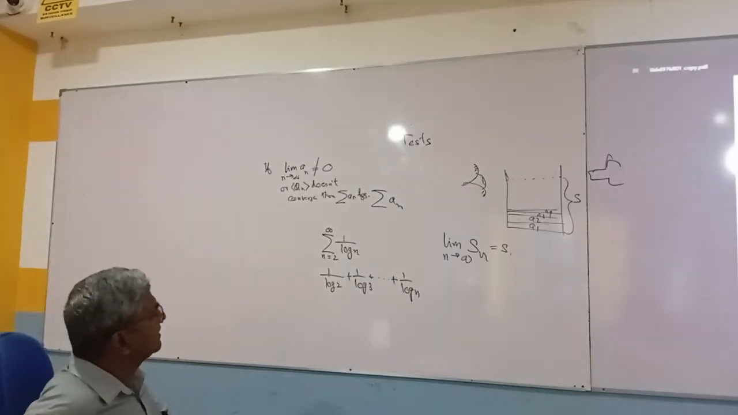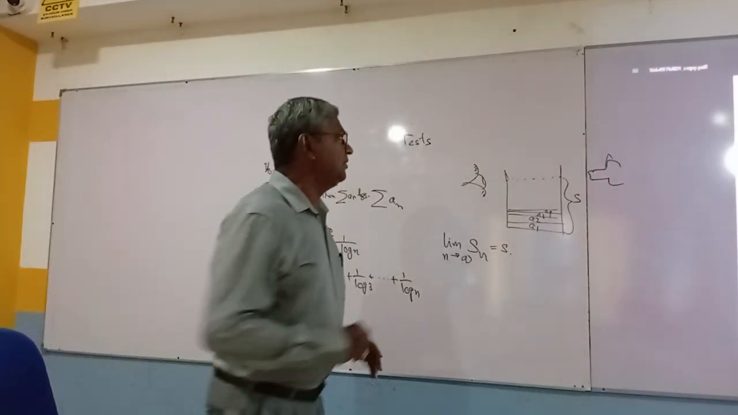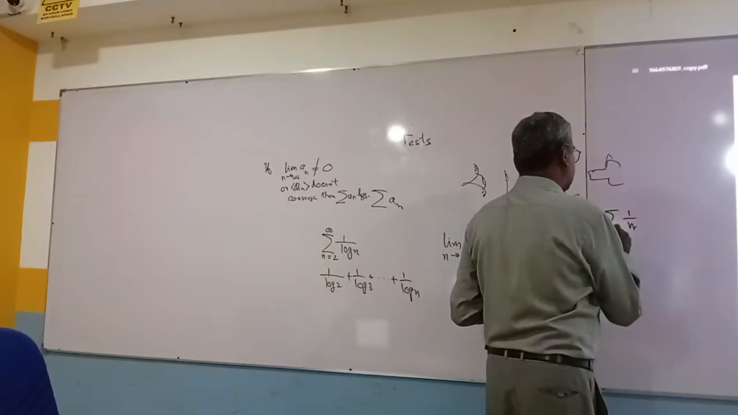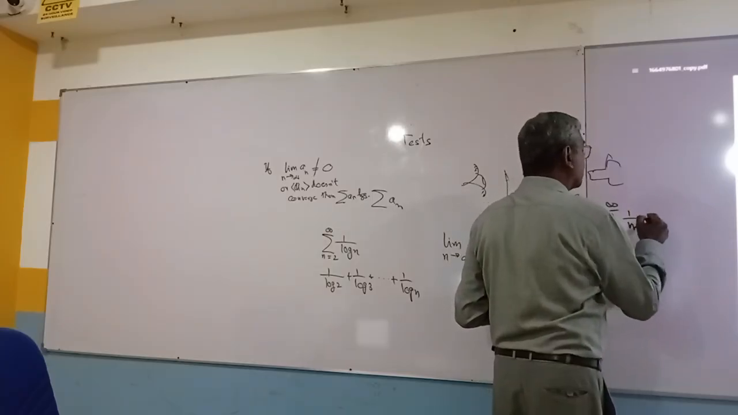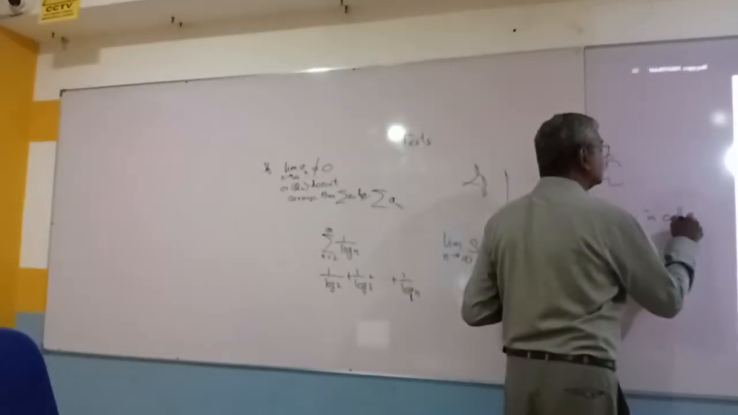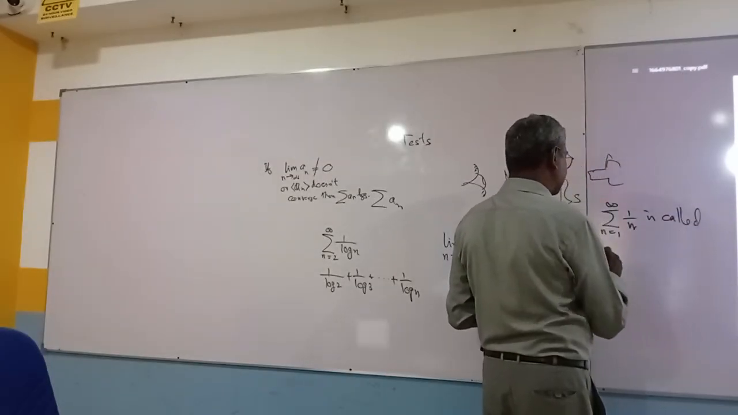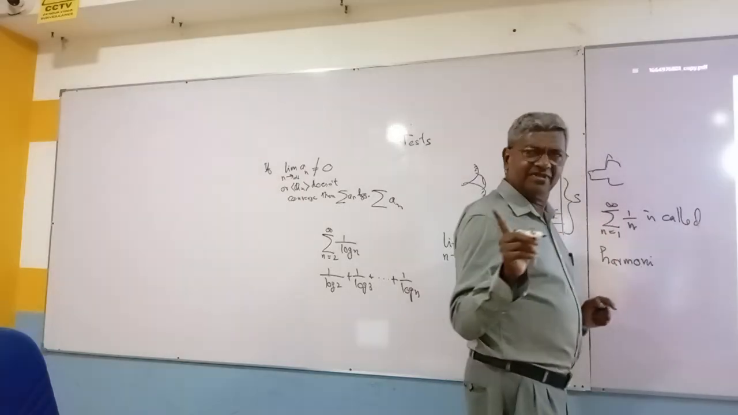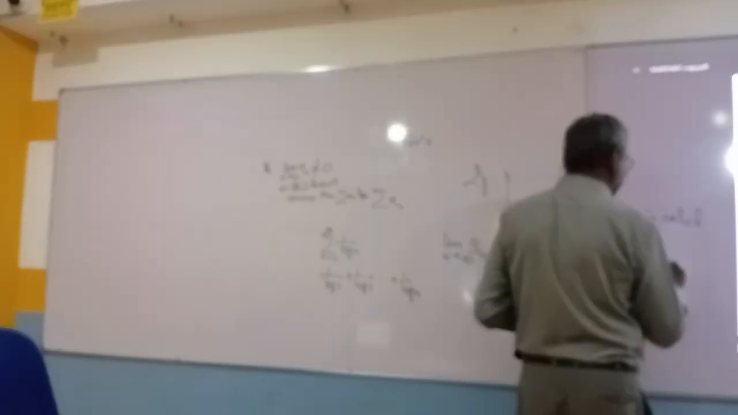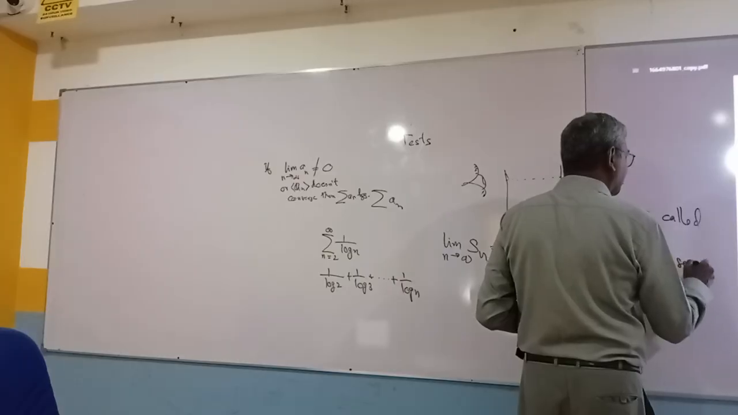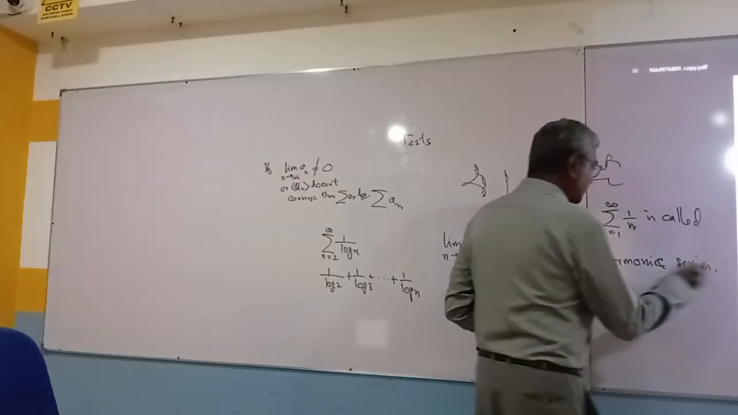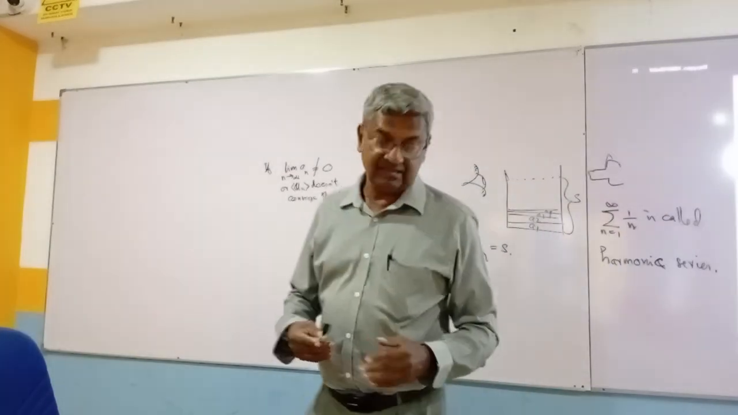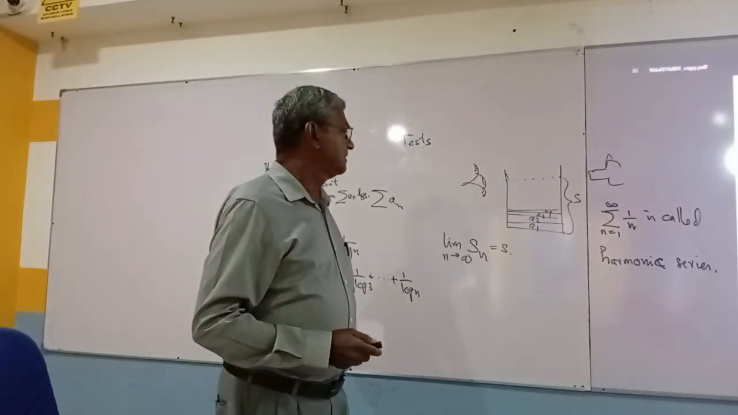By the way, one other term: this series sigma 1 over n diverges. We have shown it, and this is called the harmonic series. I suppose you know, you do music, no? You may know the harmonic series sometimes. It's related to music. Harmonics. This is the whole harmonic series. The harmonic series diverges.